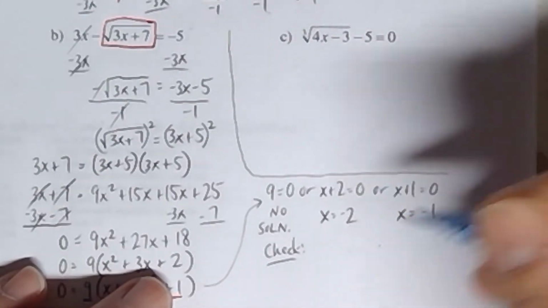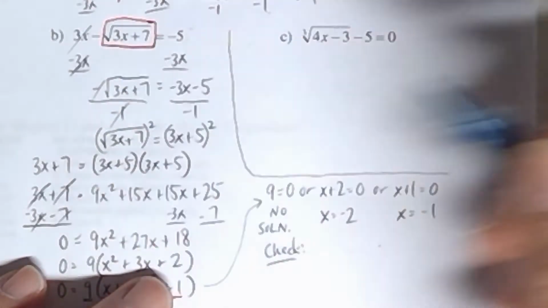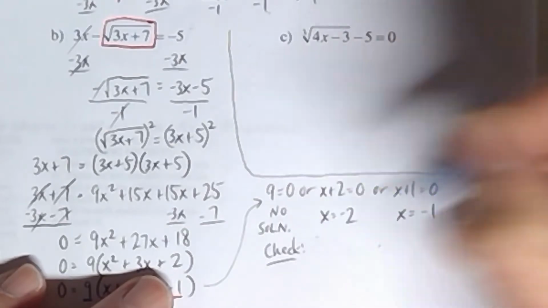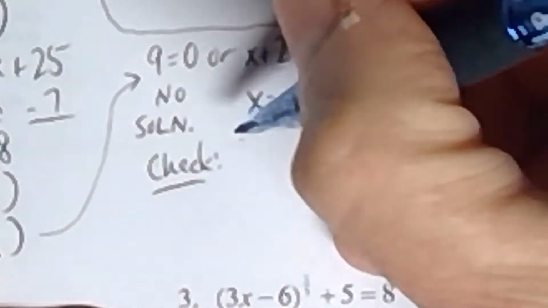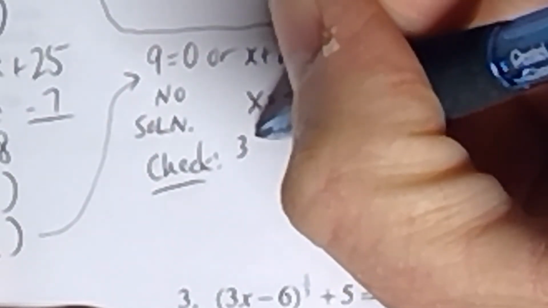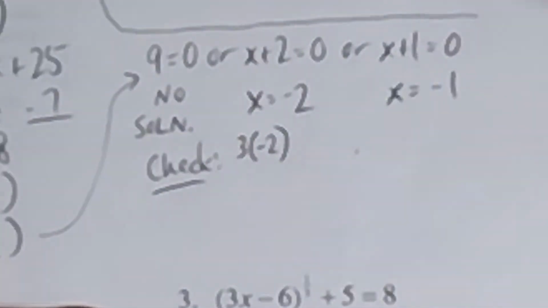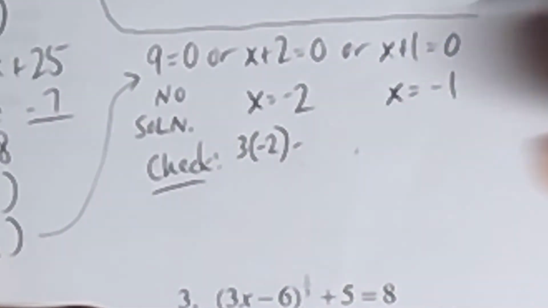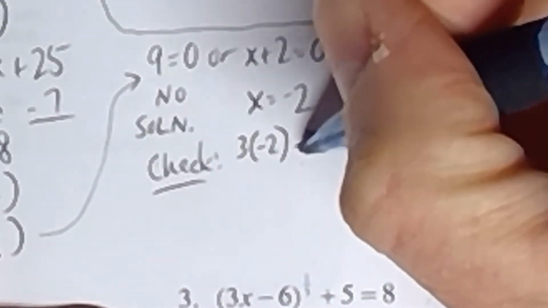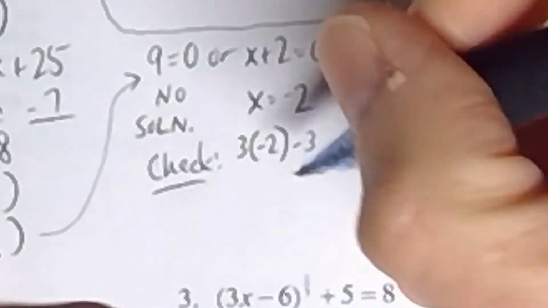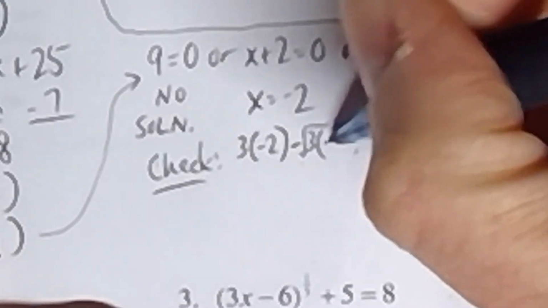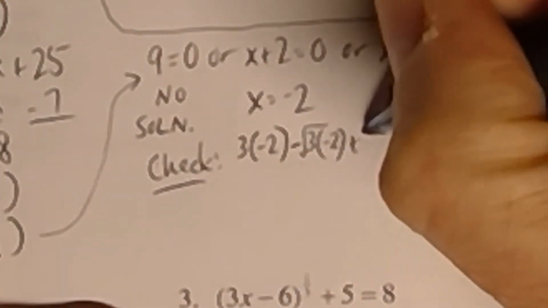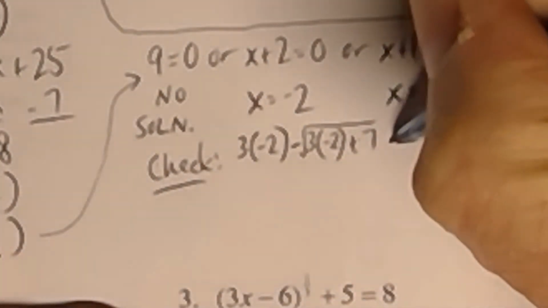All right, for x equal to negative 2, we plug it into the original. Again, it's got to be the original equation. All right, let me zoom in here. As I do that, plugging it into that, I get 3 times negative 2 minus 3 bracket negative 2 plus 7 equal to negative 5. Okay.